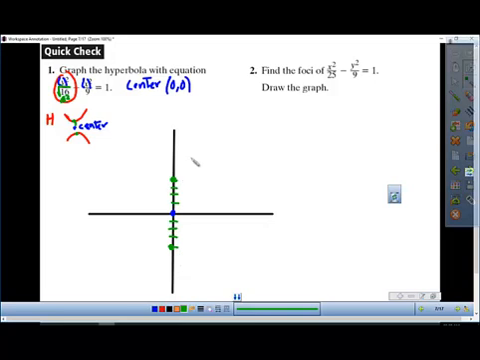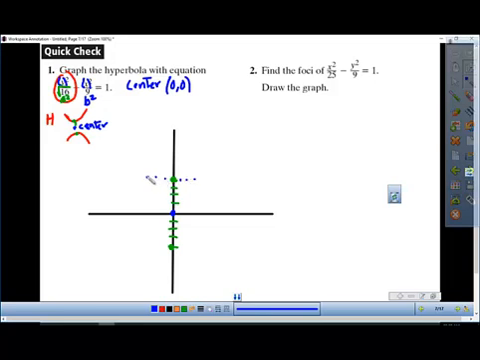Now we know that it's going to be opening up and opening down, but we want to know how wide it is going to be. Is it going to be super wide? Is it going to be super skinny? Well, that's where we grab this one. This is your b. That's my b squared. If I take the square root of that, that's 3. So from here I go over 3. 1, 2, 3. I go over here.